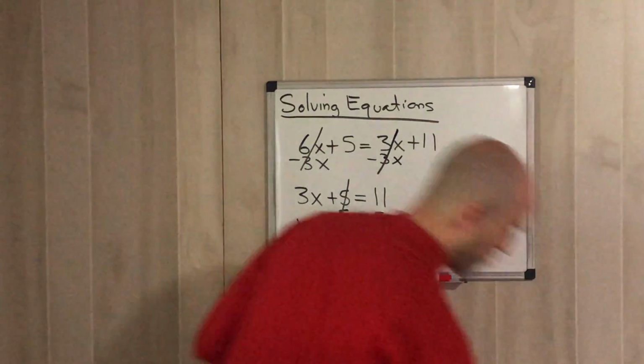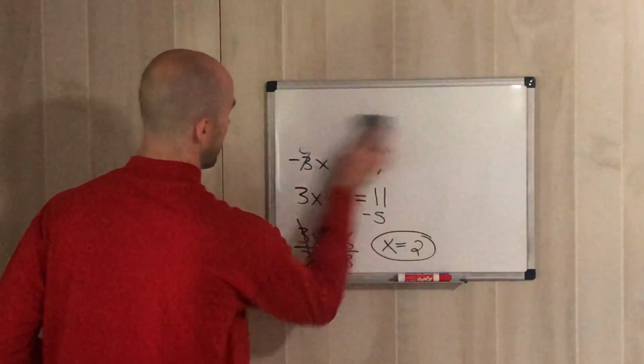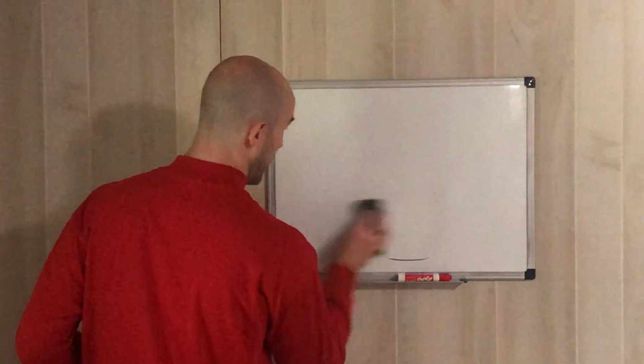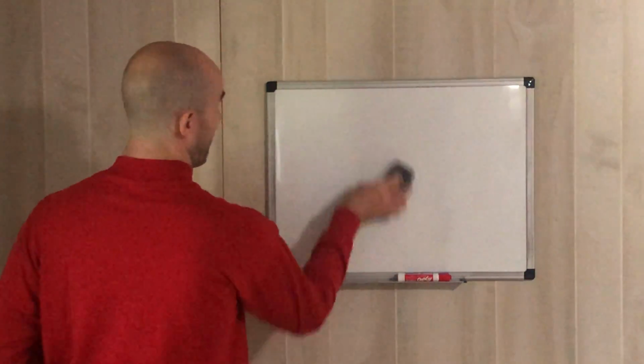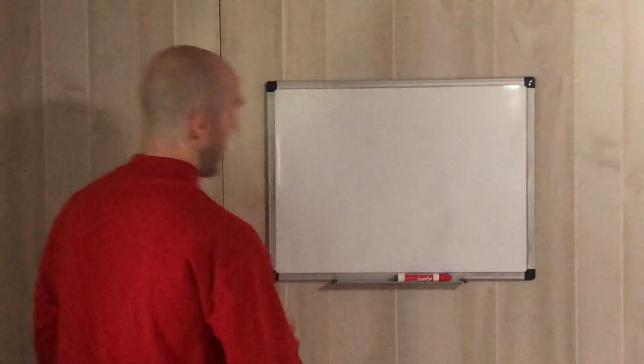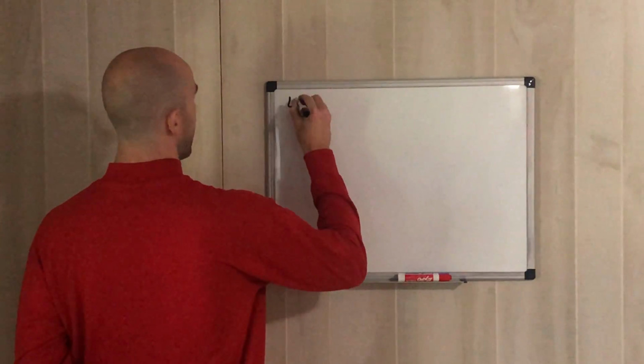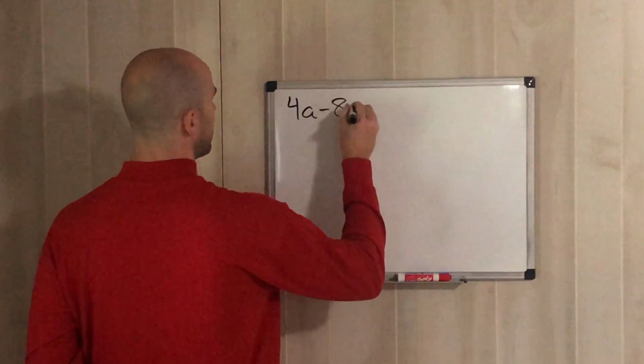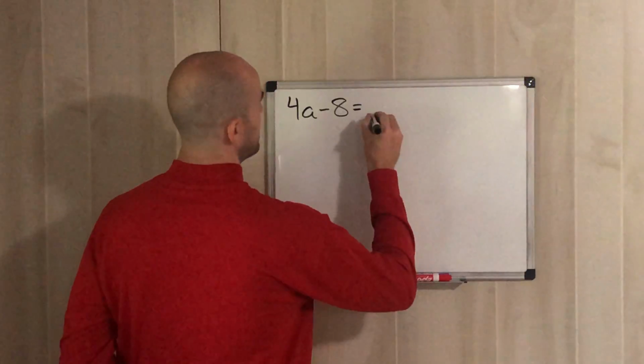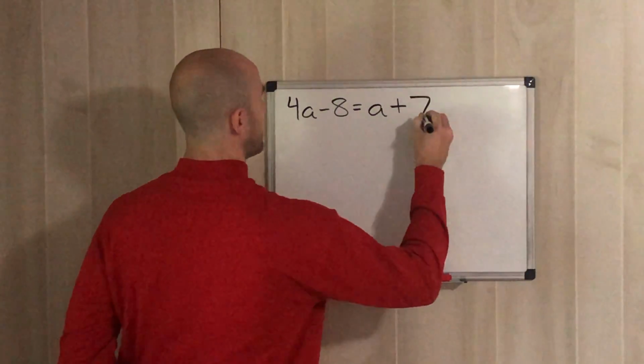And let's do a little bit more practice, guys, just for you to see it and feel comfortable with it. Hopefully you do feel comfortable with it, which makes life a lot easier. But now let's say we have 4a minus 8 equals 8 plus 7. Let's say we have that.